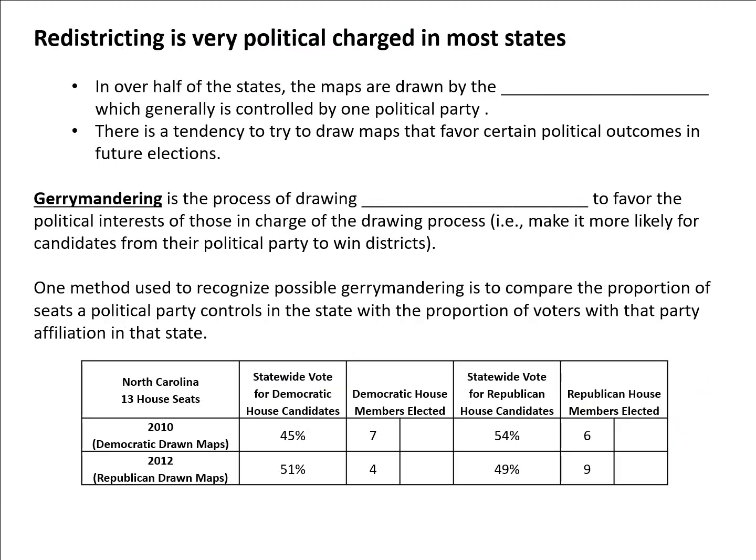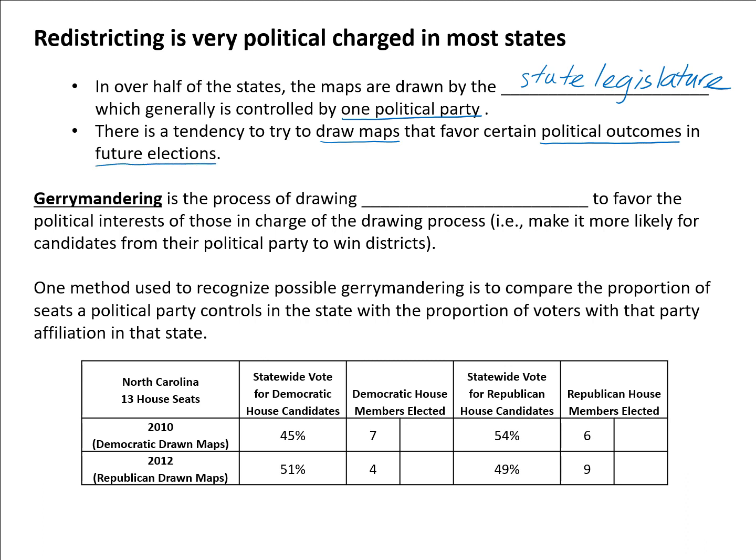Redistricting is very politically charged in most states. In fact, in over half the states, the maps are drawn by state legislatures. State legislatures are generally controlled by one political party, or at least one political party usually has a majority in a state legislature. And therefore, there's a tendency by the people in that party to draw maps that favor certain political outcomes in future elections.